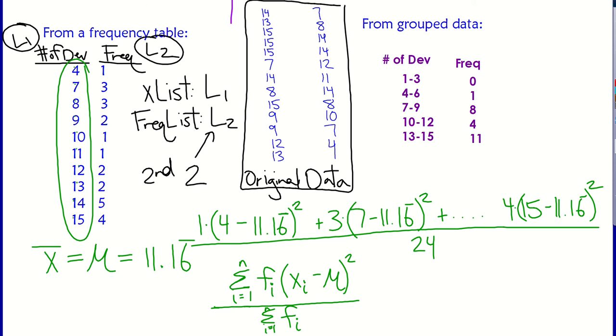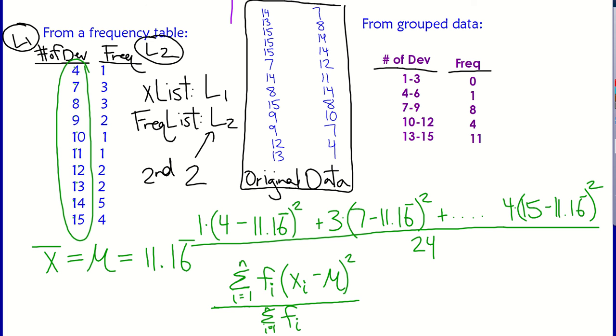Lastly, if I have grouped data, I won't be able to find the exact variance or deviation, because I wouldn't have enough specific information about the raw data values. Instead, if I had categories for the number of devices and frequencies, as you can see from the table on the right, then I would use the midpoint value in each interval, and I would assume that all of the frequencies in that category take on that midpoint value.